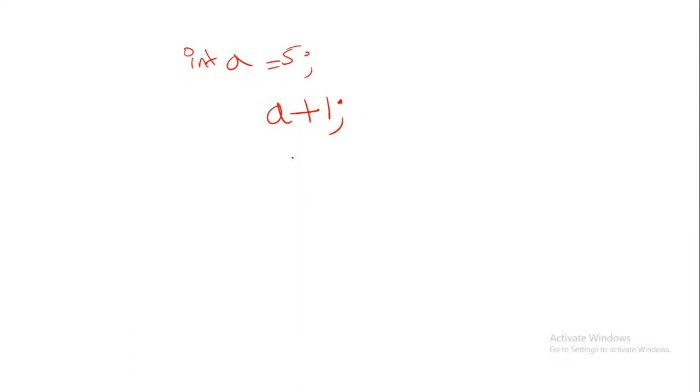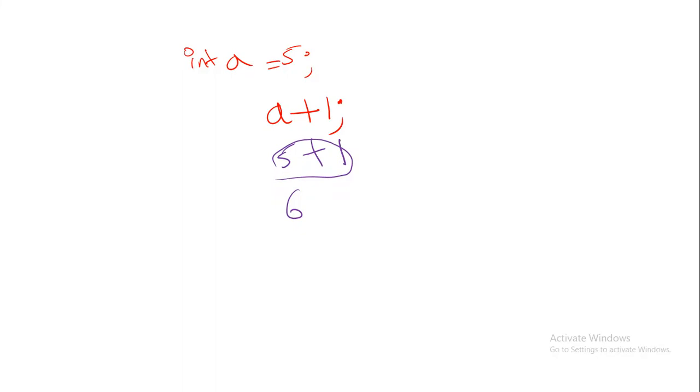5. It will hold the value of A, plus the value of 1, which is 1. And 5 plus 1 it will do. What is 5 plus 1? 6. So it will evaluate that and hold the answer. Where is the answer now? It is in the temporary memory. Now, this 6, are you giving it to any variable? You are not giving it to any variable.